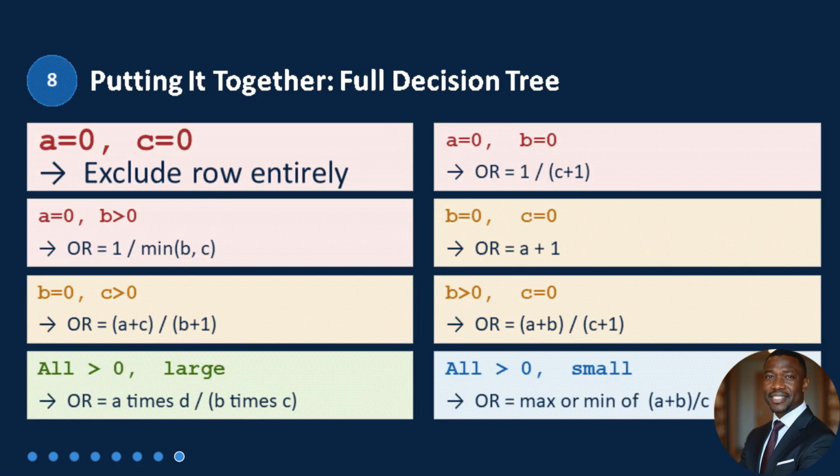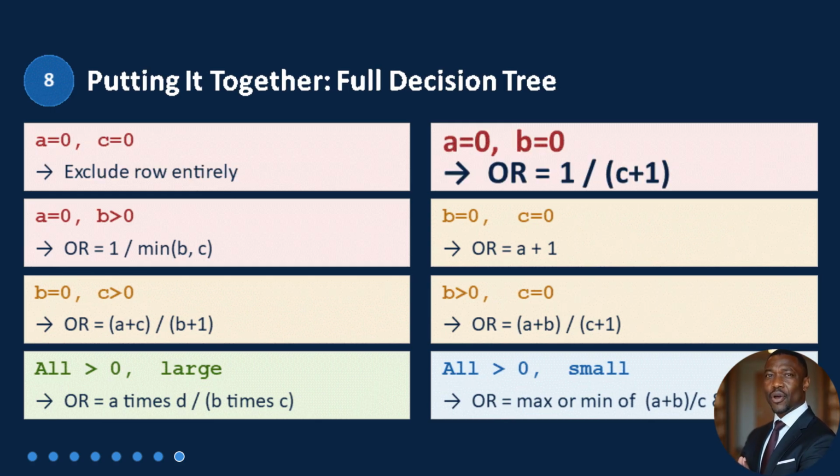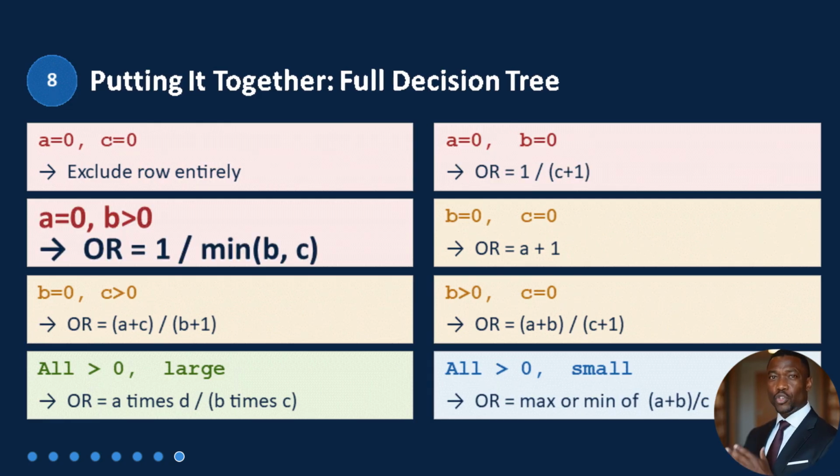Let me walk through the complete set of edge cases. If cell A equals 0 and cell C equals 0, exclude the row. There are no cases in the data and no association can be estimated. If A is 0 and B is also 0, use 1 divided by C plus 1. If A is 0 but B is positive, use 1 divided by the minimum of B and C.